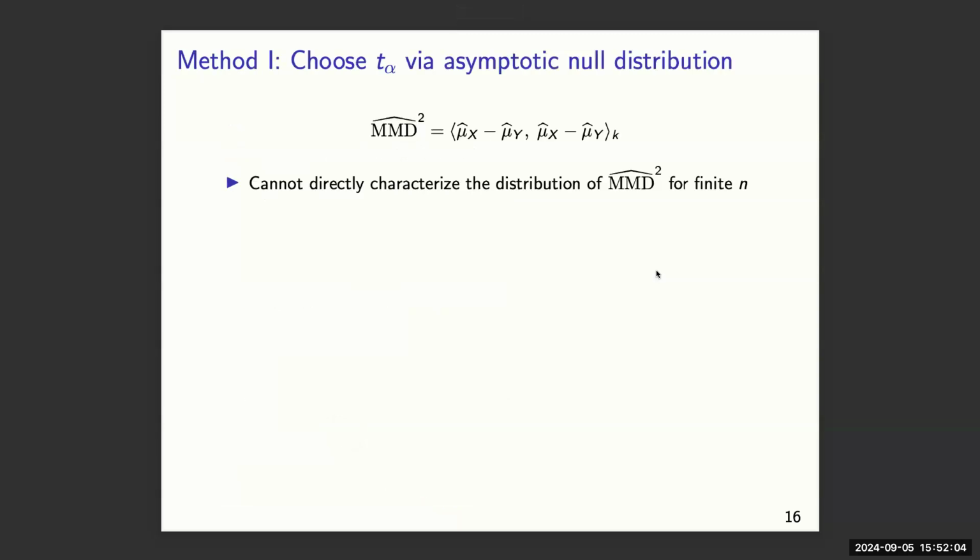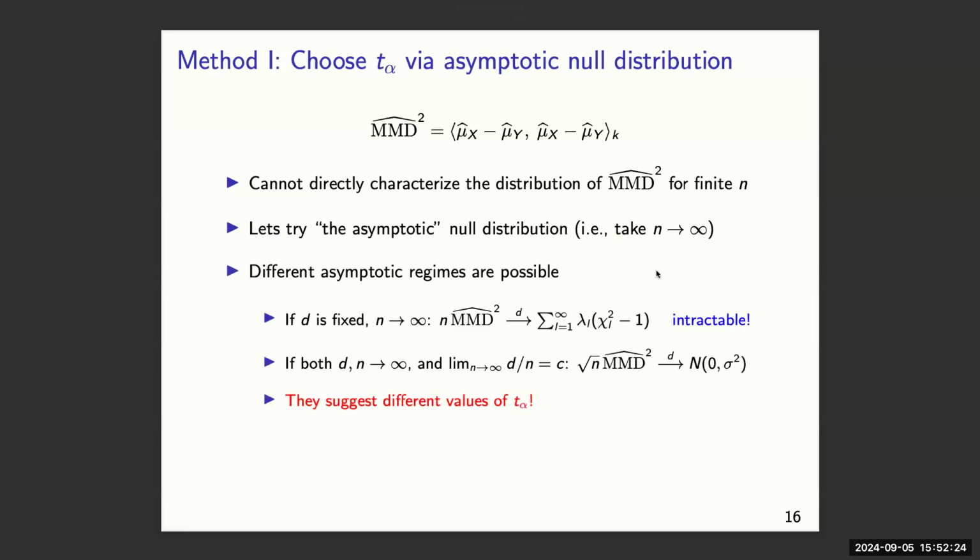Okay, so just to go into a bit more detail of the asymptotic approach. As I mentioned, the statistic is MMD hat squared, defined as follows. We cannot really directly find its distribution because we have no assumptions on Px and Py. So let's try the asymptotic null distribution. That is, let's take the sample size to infinity, but we immediately run into a problem, which is as follows. Because of the different dimensionality regimes, there are different limiting null distributions.